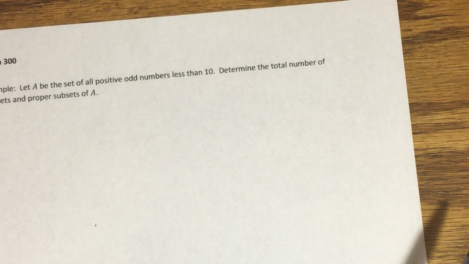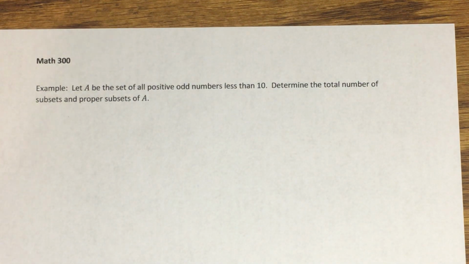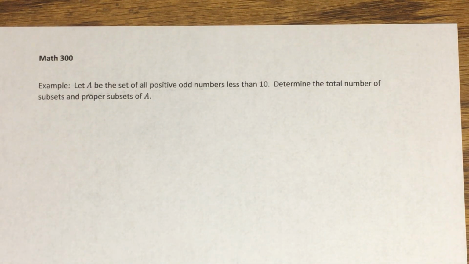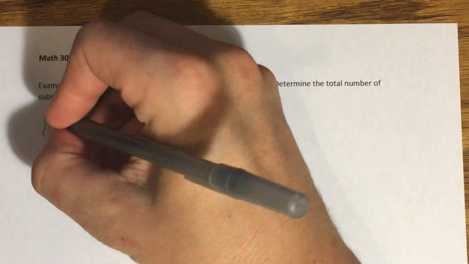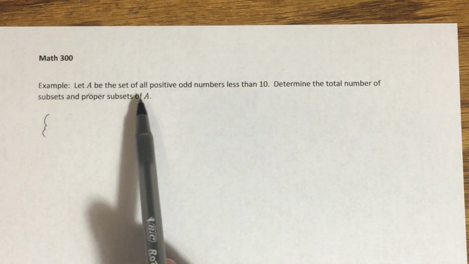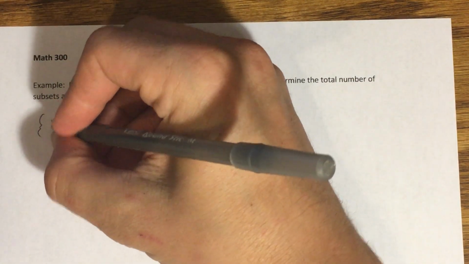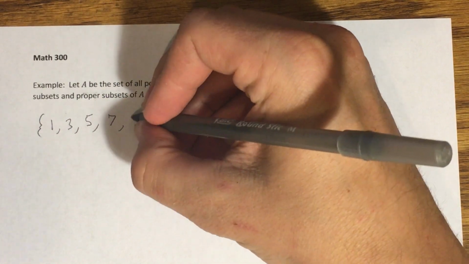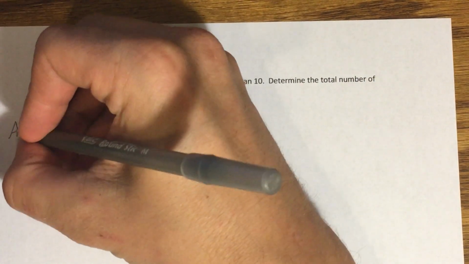Okay? So one example, and then we can wrap this up. Let A be the set of all positive odd numbers less than 10, and determine the total number of subsets and proper subsets of A. So this is just a description in words. We need to know how many elements are in this set in order to use that formula. So I'm going to list them, changing the way that we represent this set. The set of all positive odd numbers less than 10 are the numbers 1, 3, 5, 7, and 9. This is our set A.